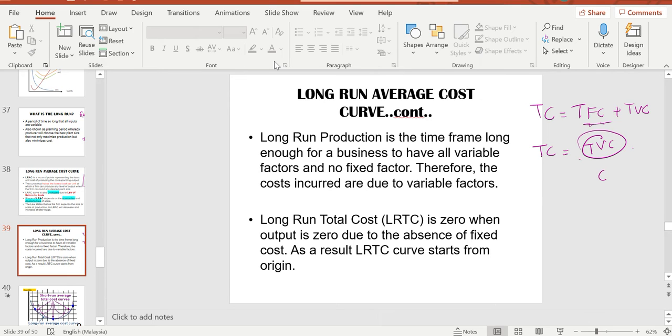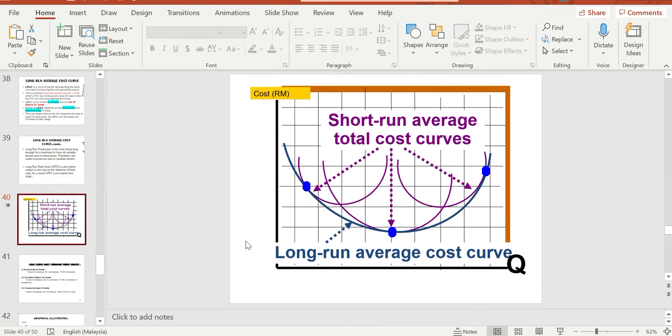That's why kalau total variable cost kosong, total cost pun akan jadi kosong. Okay, as a result, long run total cost also start from the origin. Okay, so this is the sample lah yang menunjukkan long run total cost. Sebab long run total cost ni adalah kombinasi short run cost banyak-banyak.